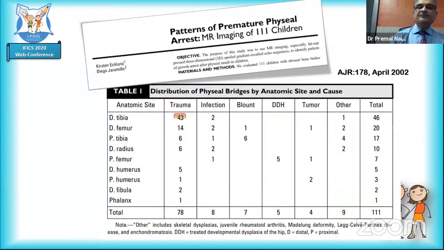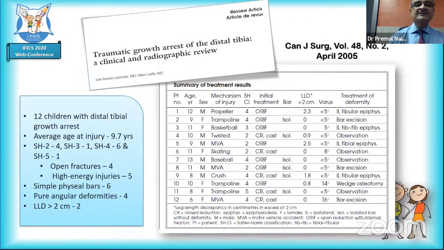Contrary to that, this was a paper from the American Journal of Radiology where they found that distal tibia post-traumatic growth arrest was one of the most common things they were referred. And this review article in the Canadian Journal, with 12 children, average age 10: four of them had Salter Harris 2 injury, only one had Salter Harris 3, six had Salter Harris 4, and only one had Salter Harris 5 injury. Open fractures were 4 and high energy injuries were 5.